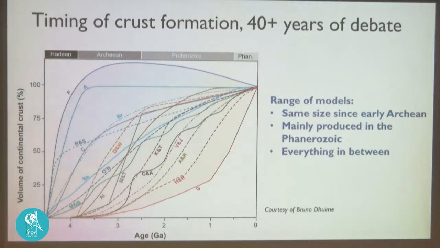But it's not, we still don't know. There's still a lot of discussion going on about that. So how can we move forward with that? We can try to make a budget of the composition of the present-day continental crust and see how it can provide answers for such questions.